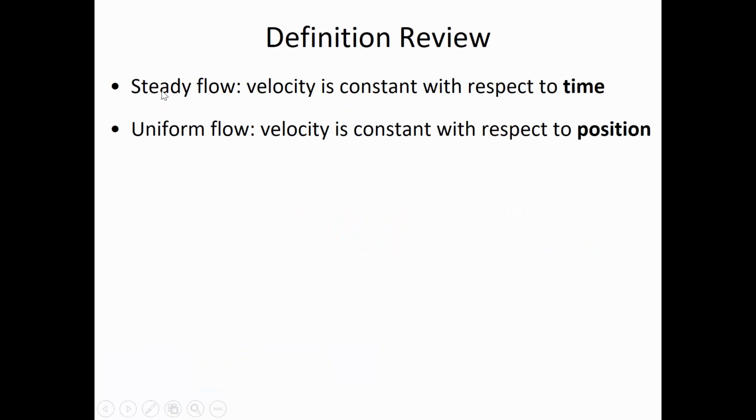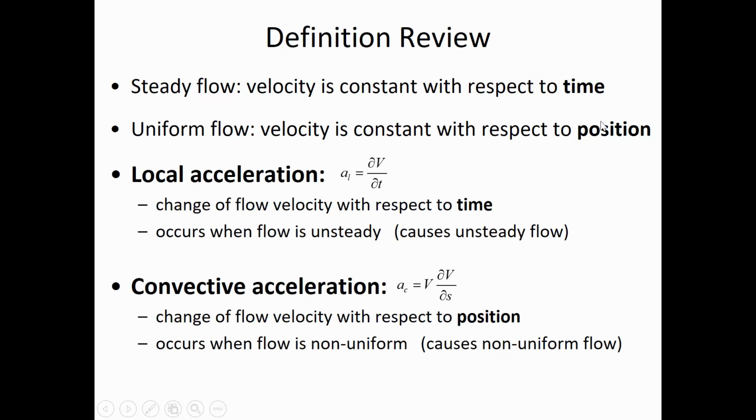Like I just mentioned, steady is when velocity is constant with respect to time. Uniform, velocity is constant with respect to position. So local acceleration is what causes a change over time. Convective acceleration is what causes a change as the fluid moves through positions. And so you can see steady versus unsteady, uniform versus non-uniform.